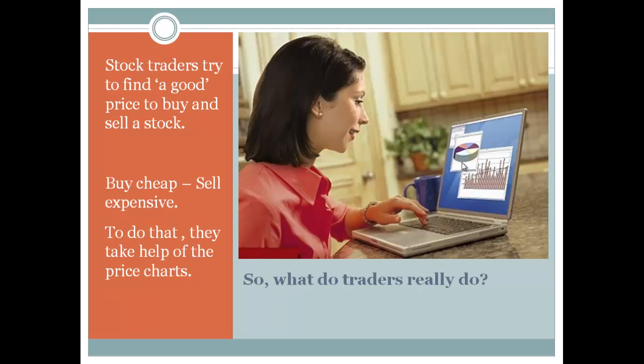So, what do traders really do? Stock traders try to find a good price to buy and sell a stock. When I say good price, it basically means that you are trying to buy the stock as cheap as possible and then sell that stock as expensive as possible. So you buy cheap, you sell expensive, and that is how you make profits. Now, for them to decide what is a cheap price to buy and an expensive price to sell, they take help of price charts. In the next few slides, we'll see what price charts are.